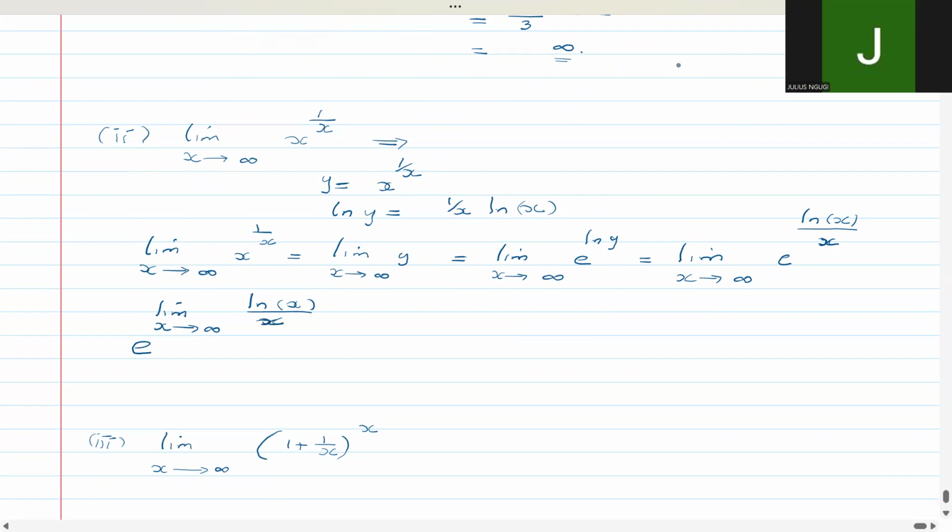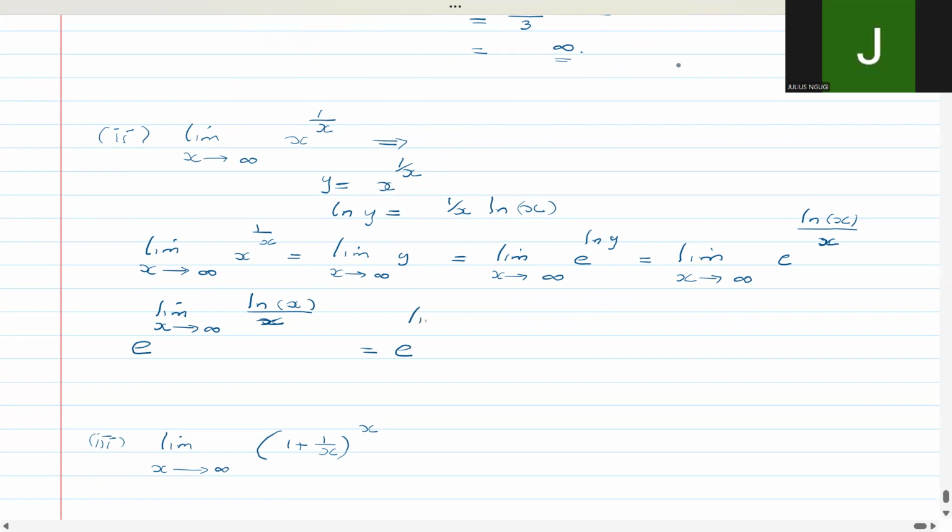So from here to here, we apply that property of limits. So now we get this as exponential limit as x approaches infinity of ln of x over x. If you substitute that infinity, you get infinity over infinity. So it's indeterminate. So you find the derivatives.